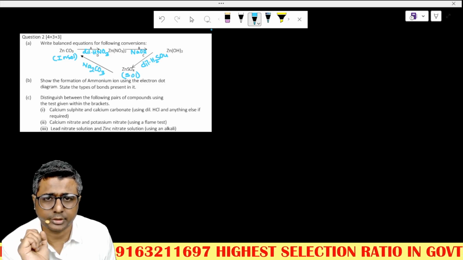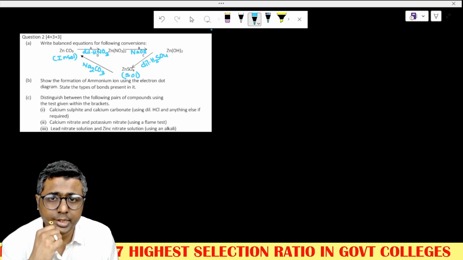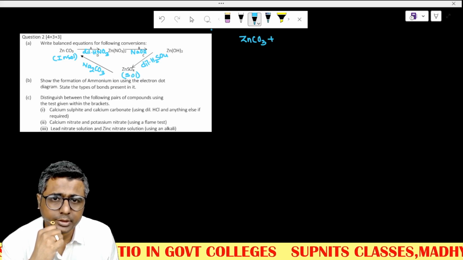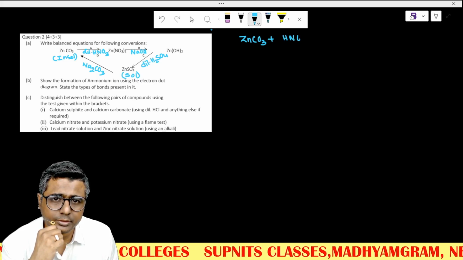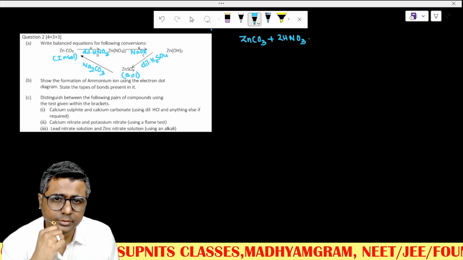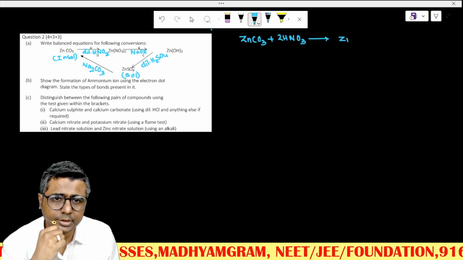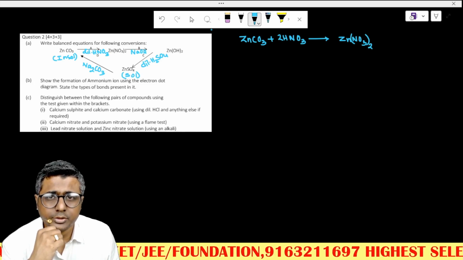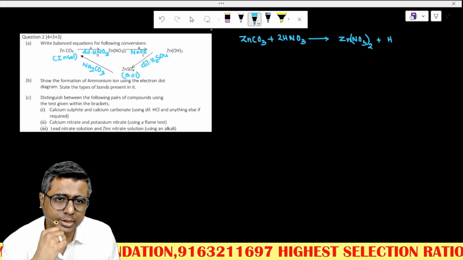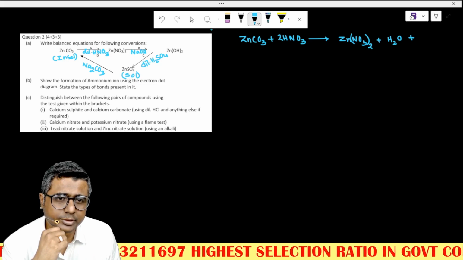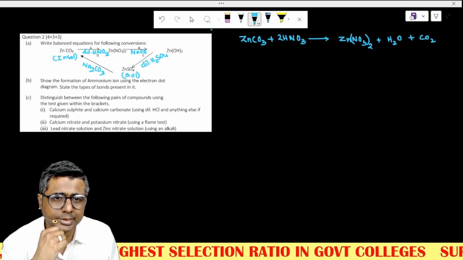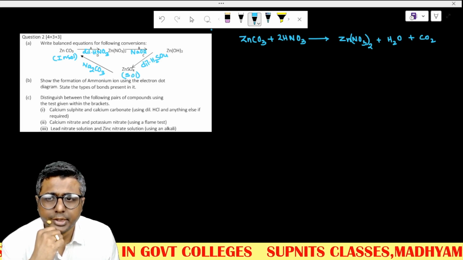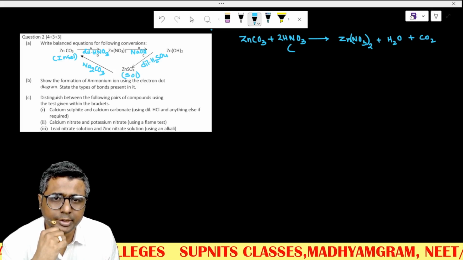Now let us do all the reactions together, correct? The first reaction is zinc carbonate plus HNO3. So this will be zinc nitrate. Carbonate plus acid is salt, water, carbon dioxide. The first reaction, you need to balance it. It's balanced, I guess. Yes, it's balanced. Next, this is the first reaction done, and here I can mark this as A.